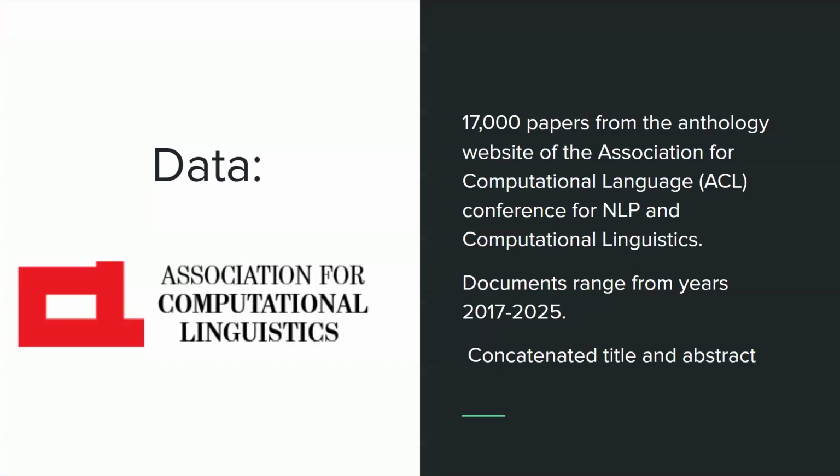To motivate, it's a landscape analysis of the field, so we can identify different trends and relationships in the different subfields. To do this, we gathered 17,000 papers from the Anthology website of the Association for Computational Linguistics conference for NLP and computational linguistics. The documents range from 2017 to 2025, and the features that we used were the concatenated title and abstract.